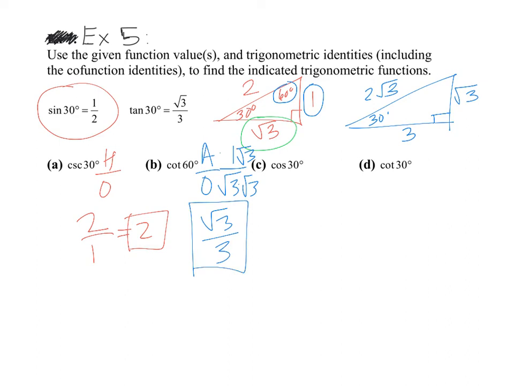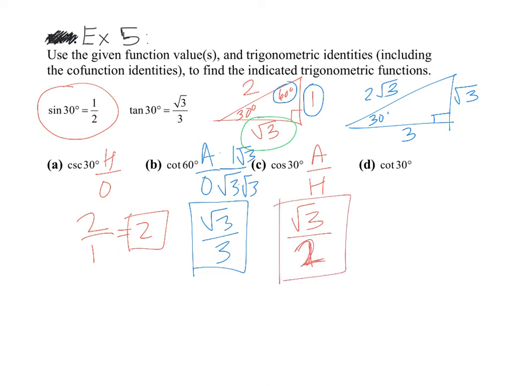All right, for the next one, you have cosine of 30. So we have adjacent over hypotenuse. Adjacent in this case is square root of 3. Hypotenuse is 1. Okay, no, hypotenuse is 2. Yeah, there we go. We're done now.